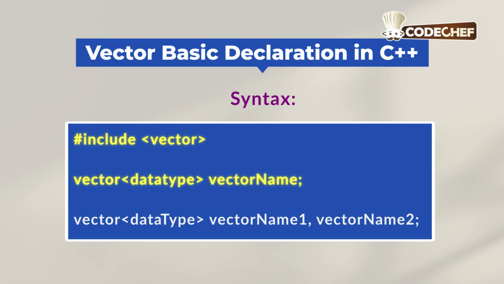Then if we want to declare more than one vector at a time, but they are all of the same data type, then we can use the second syntax, which is vector, then in angular braces data type, then vector name 1, vector name 2. And it can go on and on for as many vectors as we want to declare, but the only condition is that they all should have the same data type, and semicolon. Now let us go to the CodeChef platform to see how to declare basic vector in C++.